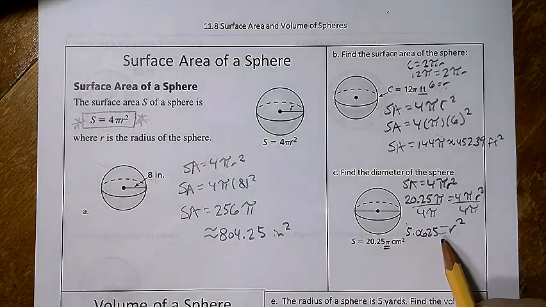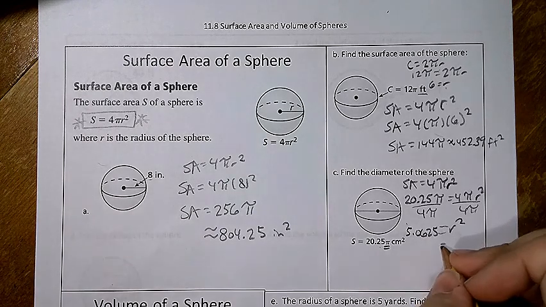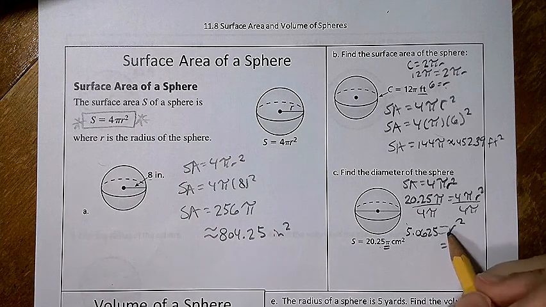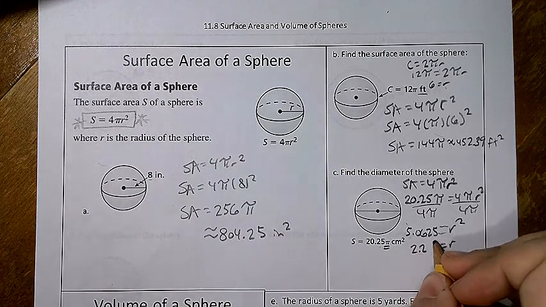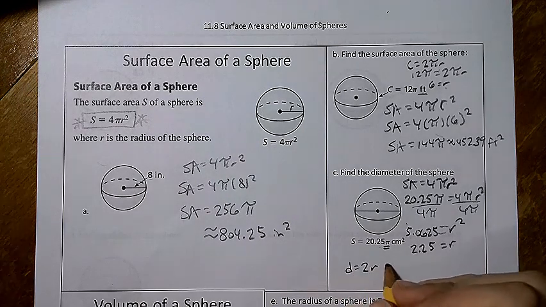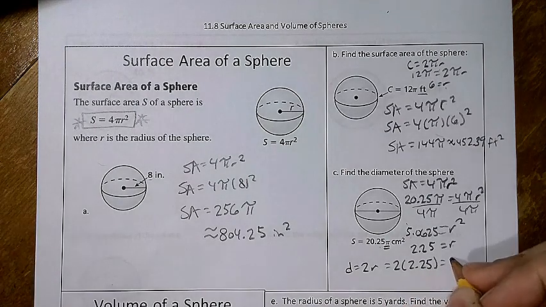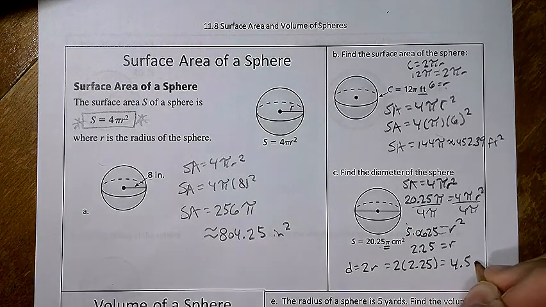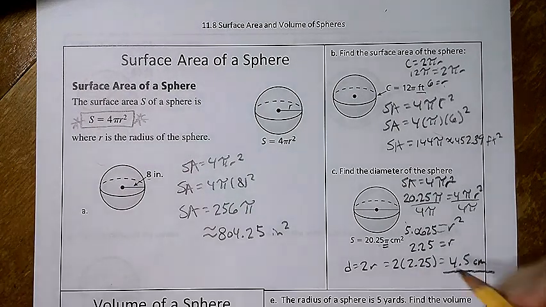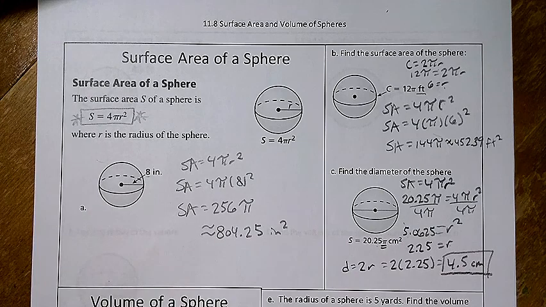5.0625. I encourage you not to round until the very end. Don't round until the very end, otherwise you're going to be very unhappy with the answers you get. So when we square root this, you get 2.25 is equal to r. And we know that diameter is twice the length of r, so it'll be 2 times 2.25. So you should have 4.5 centimeters for your diameter. If you rounded at any point along the way up until here, you're going to have something much less, 4.3 even. So don't round until the end.